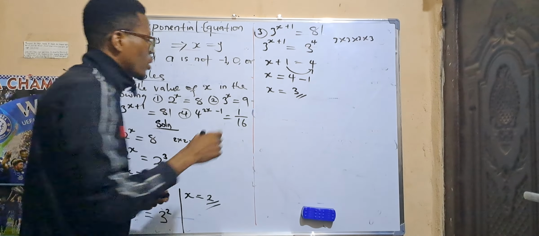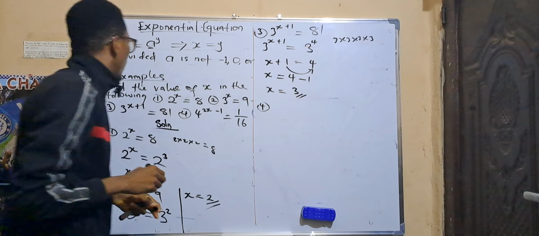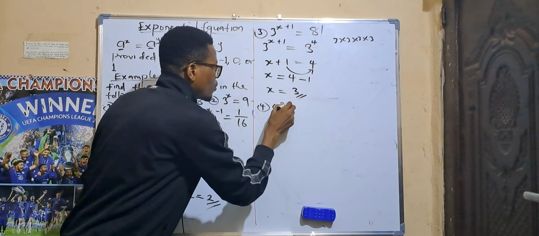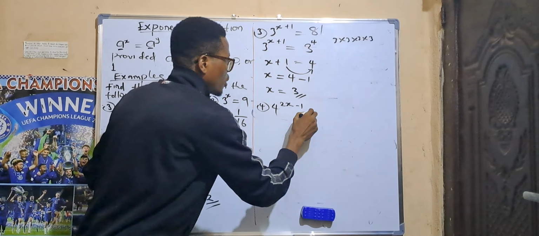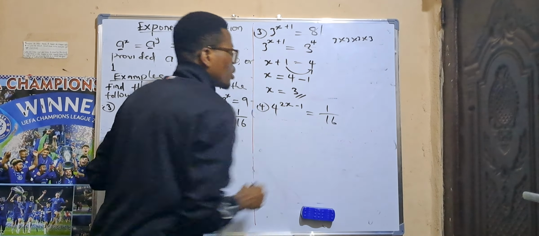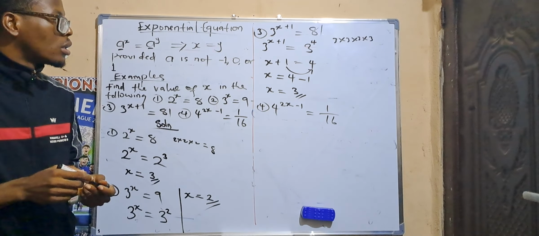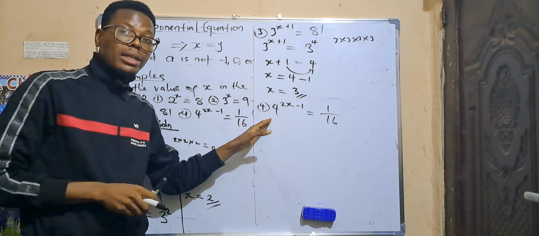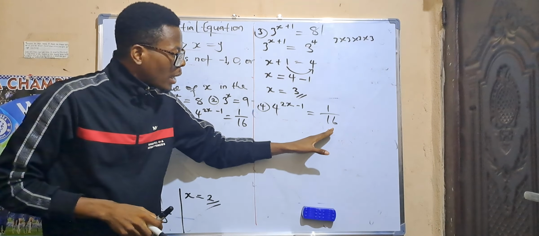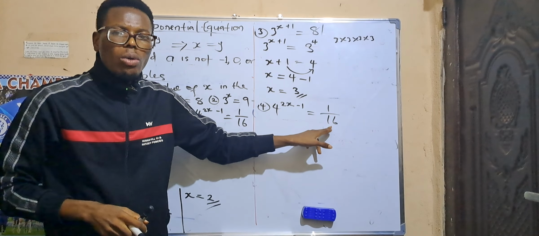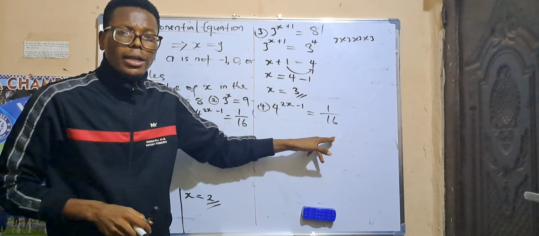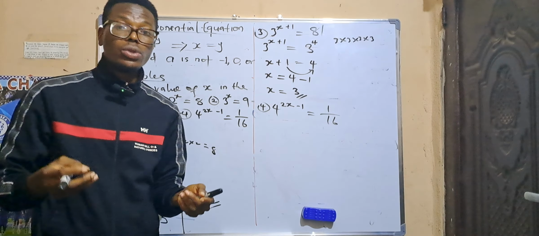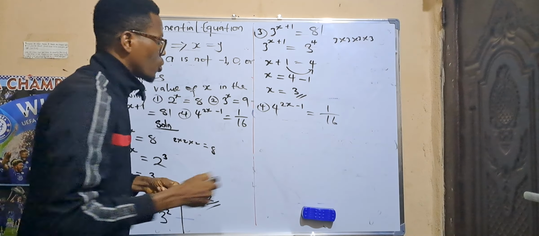Now number 4. Let's look at number 4. It says 4 raised to the power of 2x minus 1 is equal to 1 over 16. Now how do we do this? We'll make sure that we have the same base. We have 4 here, right? So let's look at this side, 1 over 16. Is there a way we can make 4 the common base here? Yes. Because 4 raised to the power of 2 is still the same thing as 16. So let's do that.